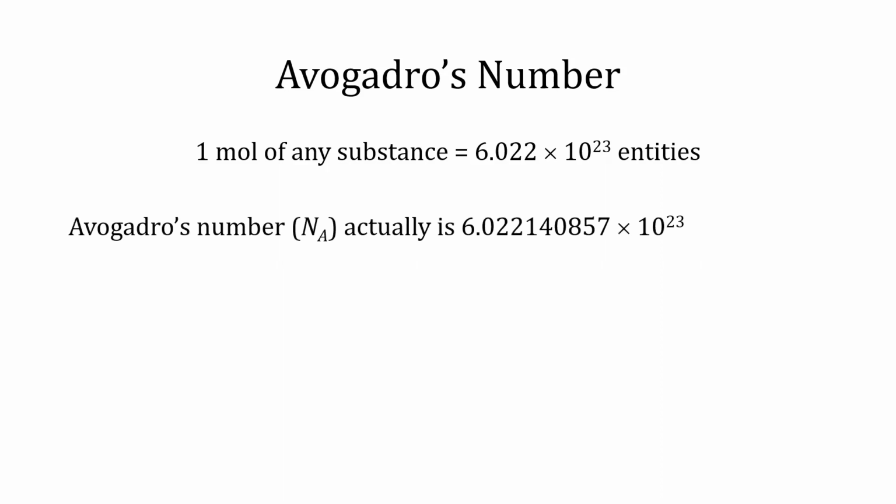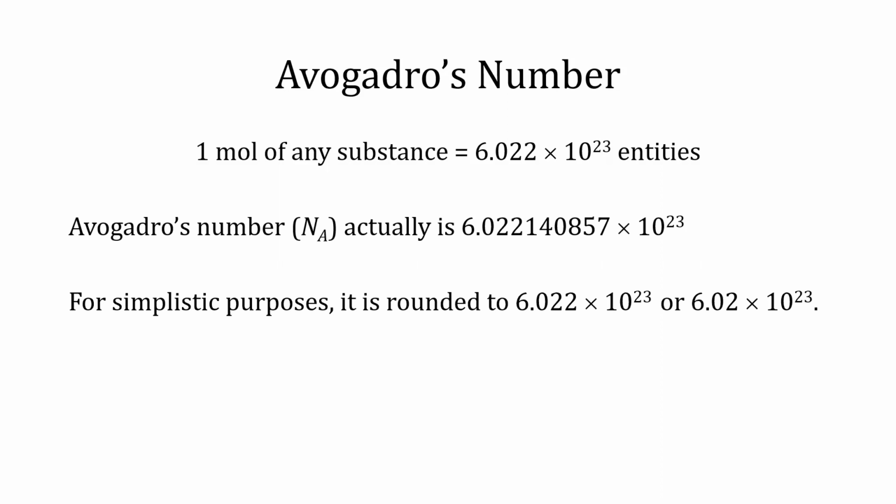Avogadro's number actually is 6.022140857 times 10 to the 23. For simplistic purposes, it is rounded to 6.022 times 10 to the 23, or 6.02 times 10 to the 23, depending on your instructor.